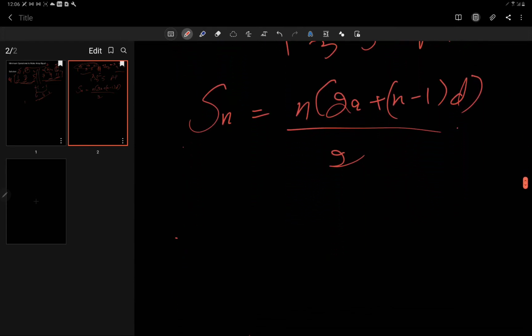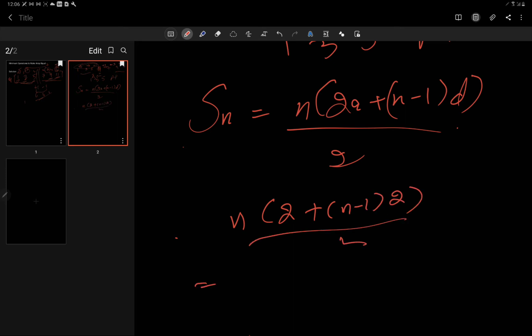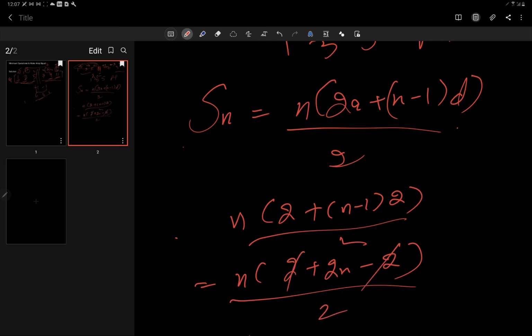So it would be n into 2 plus n minus 1 into 2, divided by 2. It becomes n into 2 plus 2n minus 2 by 2, so the 2s cancel, giving 2n into n, which is 2n square by 2, that is n square.